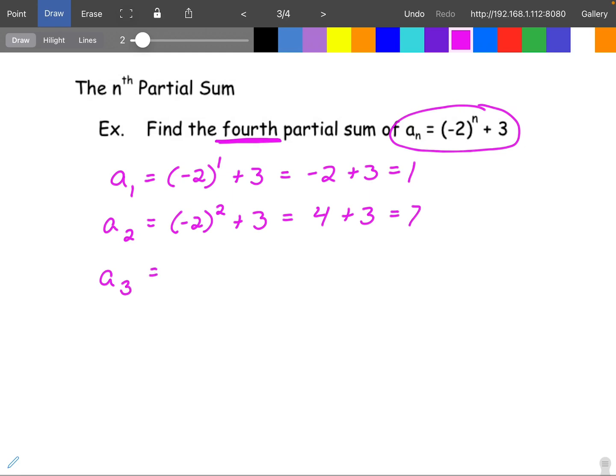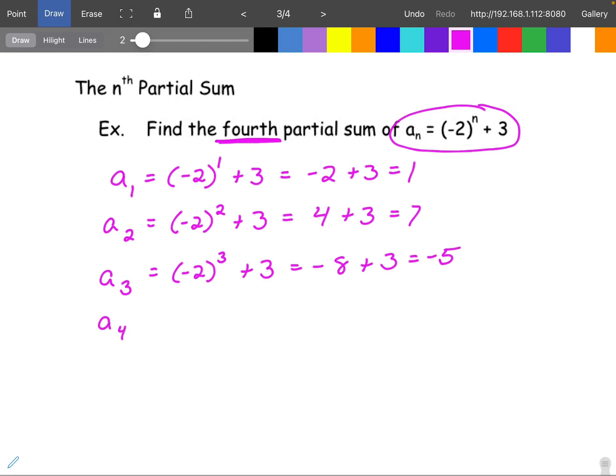Now we want to do the third term. So a sub 3 means n is now 3. So I'm doing negative 2 to the n power, which is 3. Then I add 3. Negative 2 to the third power is a negative 8. And then plus 3 would equal negative 5.